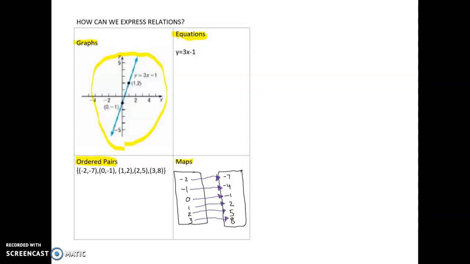And lastly, we have maps. For this map here, I have my x variable on the left and my y variable on the right. And each arrow goes from an x to a y. So that is representing my relation with a map. And that map is a representation of all of the ordered pairs that I see over here. So these represent the same relation, just as the graph and the equation here are representing the same relation.